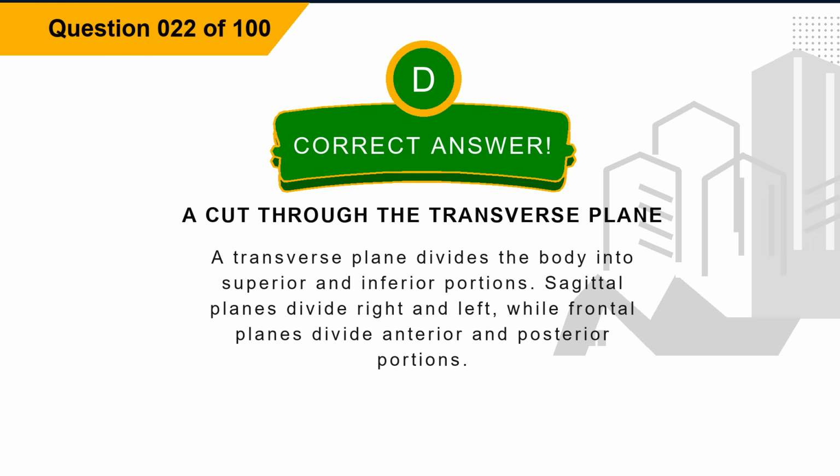The correct answer is option D, a cut through the transverse plane. Explanation: a transverse plane divides the body into superior and inferior portions. Sagittal planes divide right and left, while frontal planes divide anterior and posterior portions.